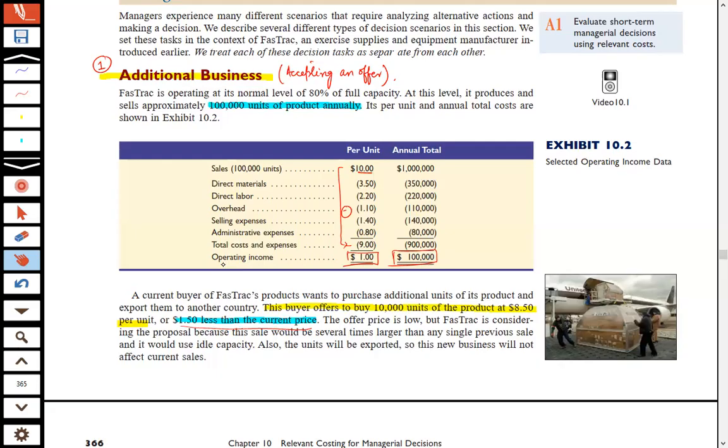Yes, because the contribution margin is positive. So yes, and it's 17,000. Okay.